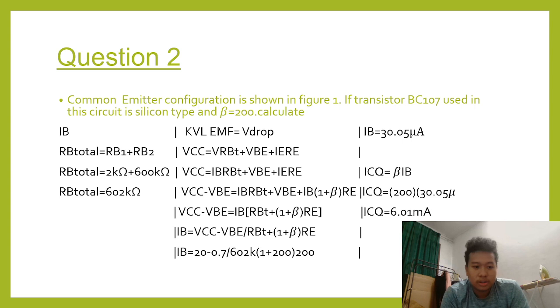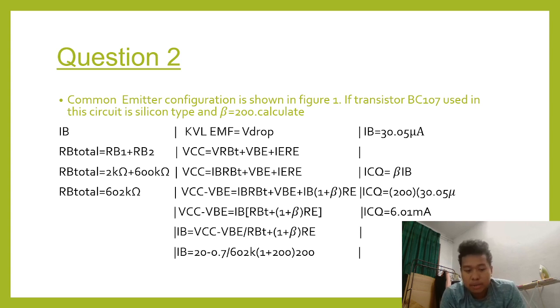We continue with the first question, which is IB. IB is not given, but in this circuit there are two RB, so we need to add them. RB1 plus RB2 is equal to RB total. RB total is equal to kilo ohms plus 600 kilo ohms. So the answer is 602 kilo ohms.